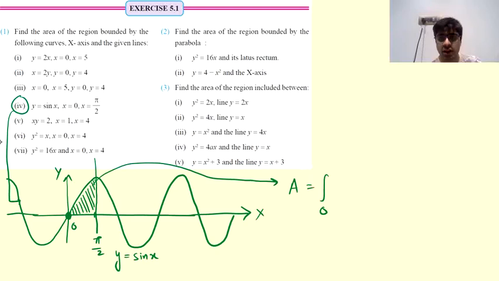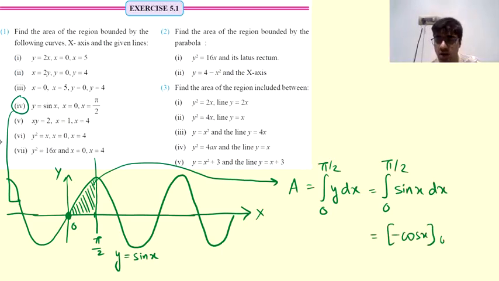And like every other sum, we can get that area by simple integration. So this area will be integration from 0 to pi by 2 of y dx. For the given function, y is equal to sin x. So we have integration 0 to pi by 2 sin x dx. Integration of sin x is minus cos x. So we have minus cos x going from 0 to pi by 2.